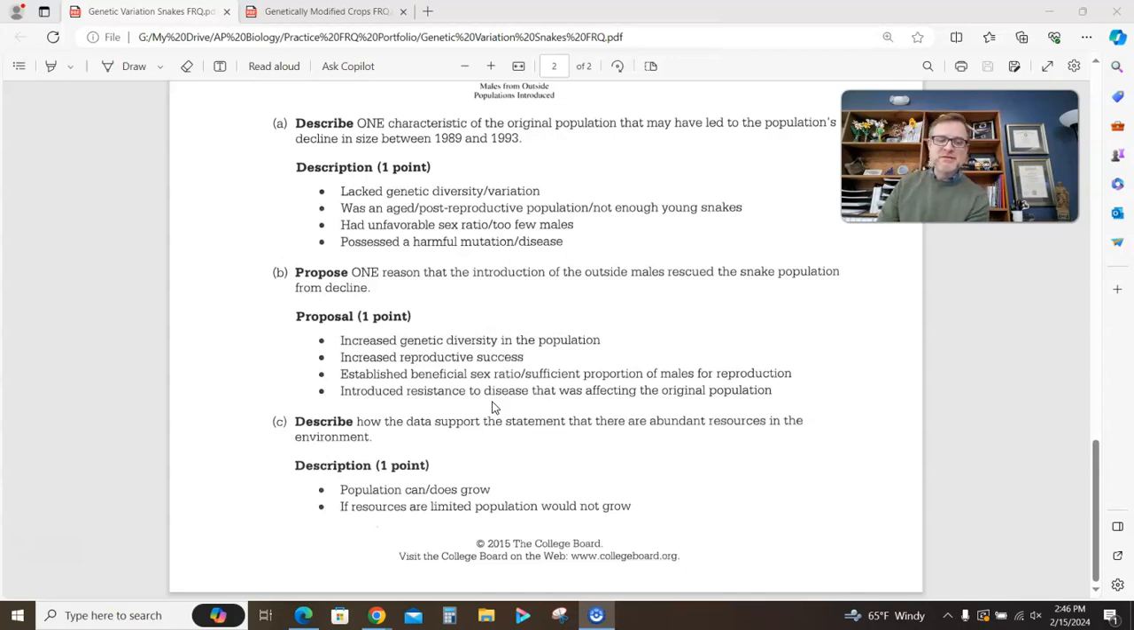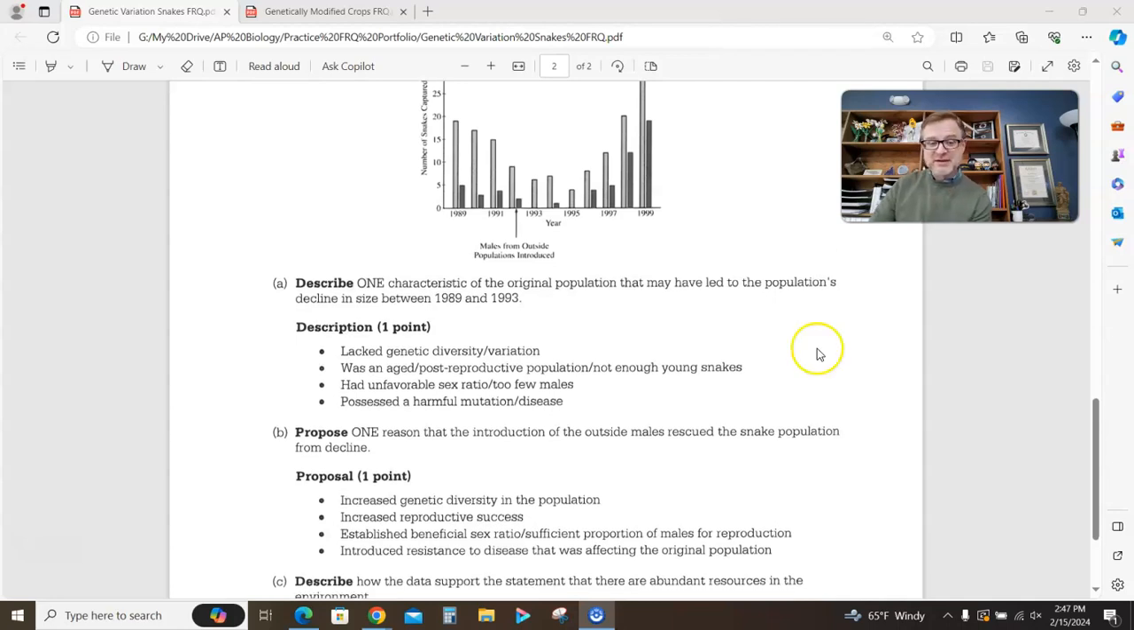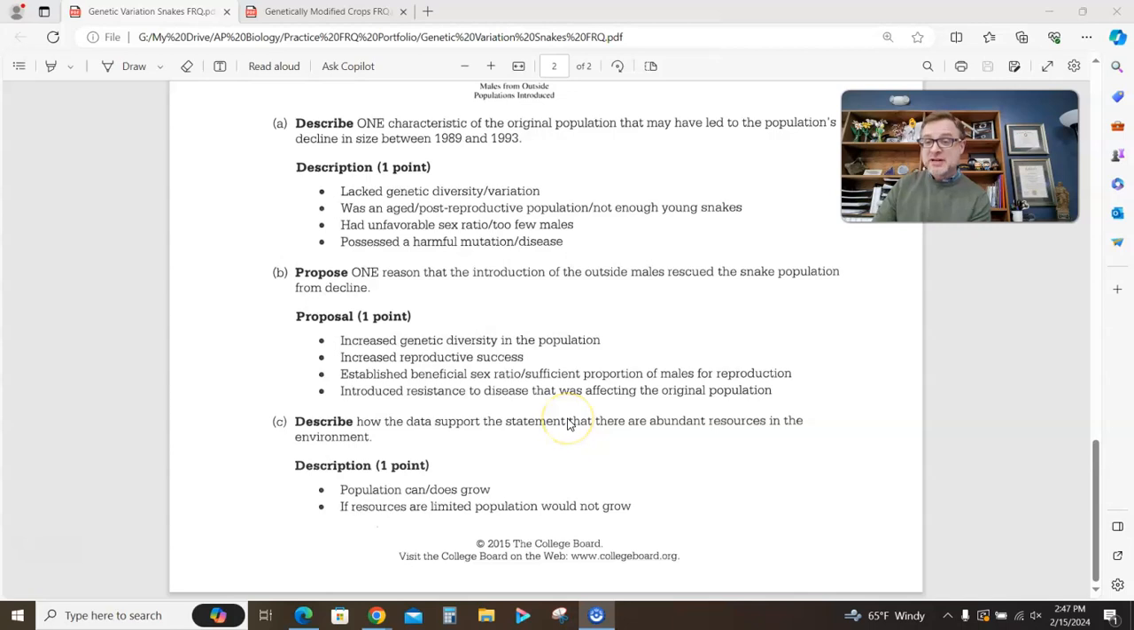Lastly, part C, describe how the data support the statement that there are abundant resources. So if there weren't abundant resources, then adding the new snakes wouldn't make a difference. The fact that the population does grow means that there's room for growth. So you know that nature is not what's pushing the population down. It's something about the snakes themselves. So the fact that the population does grow shows that there are abundant resources.